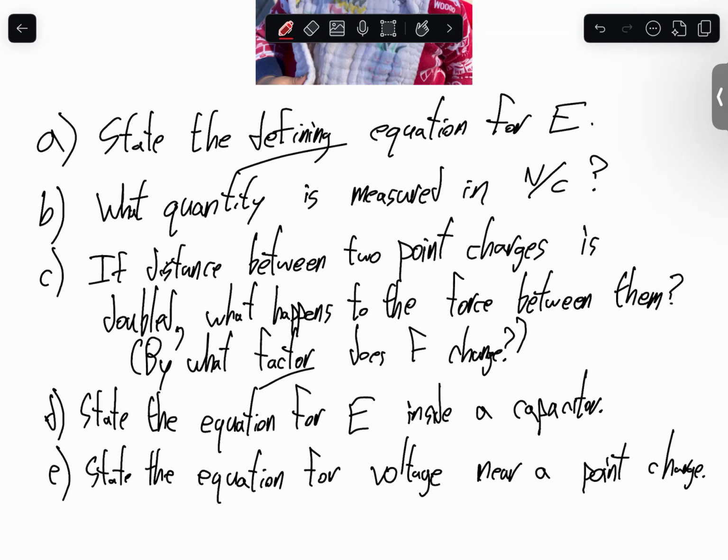Defining equation for electric field, that is always true, definitionally true. You know the triple equal sign? I use triple equals, the three bars, to indicate always universally definitionally true. You can always rely on this. Force per test charge. Newtons per coulomb. Force is in newtons, q is in coulombs: newtons divided by coulombs.